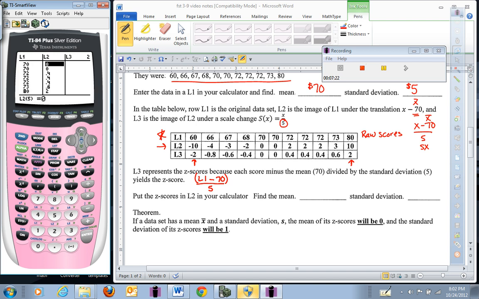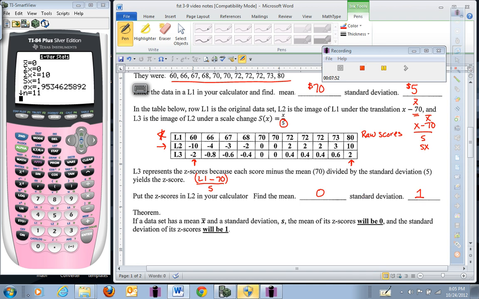Okay, now why do we put them in the calculator? Well, because we want to find the mean and the standard deviation of the z-scores. So now if we go to stat calculate, and we run the one variable stats on list 2, we see that the mean is now 0, and the standard deviation is exactly 1.